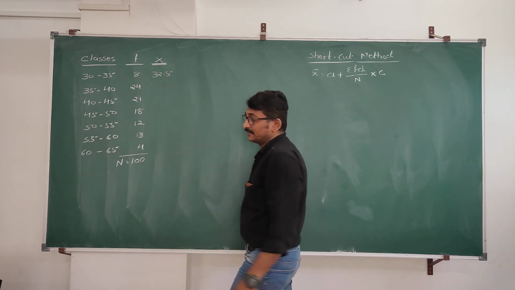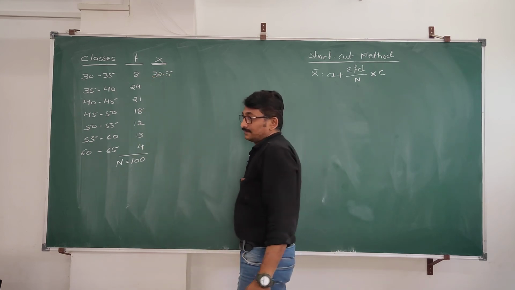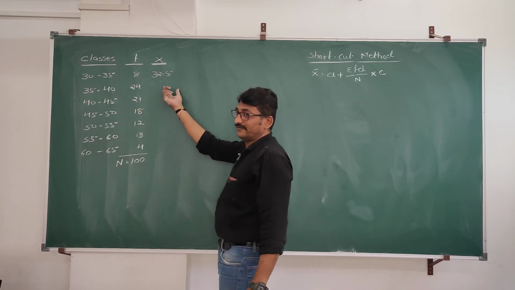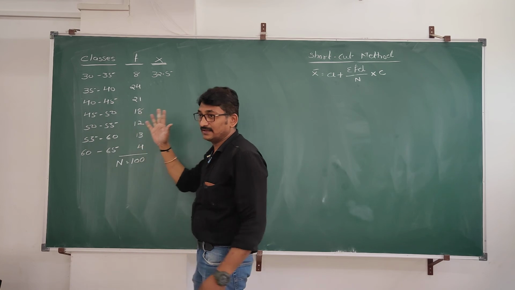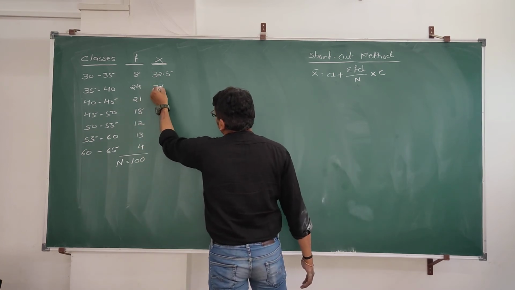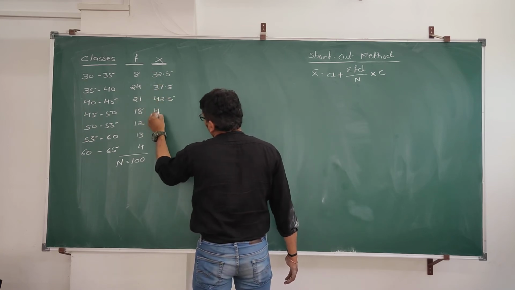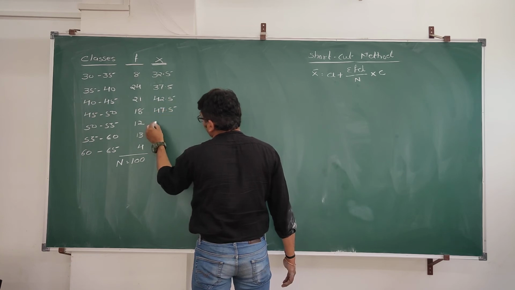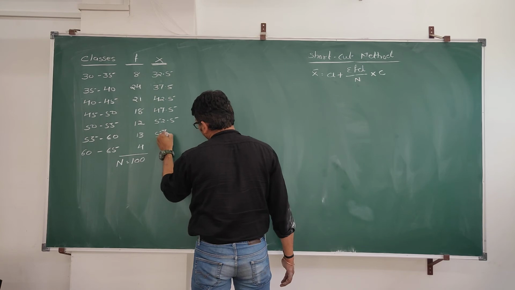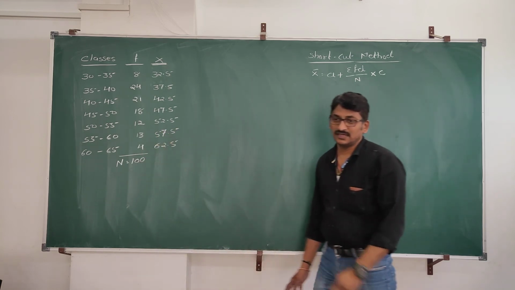Don't neglect the point. 32.5. Okay. Now keep the same difference and write down the value. 32.5 and there is a perfect difference of 5. Go on adding 5 over here. 32.5 plus 5, 37.5, 42.5, 47.5, 52.5, 57.5 and 62.5. These are your X values.